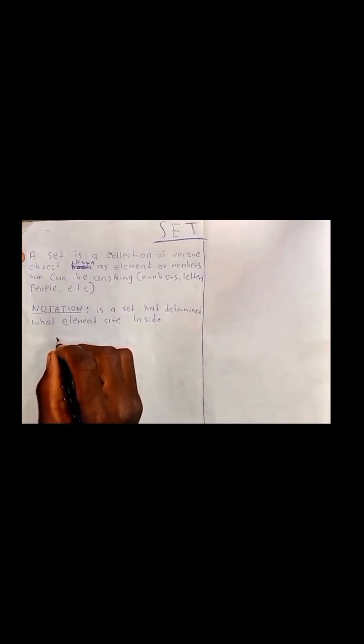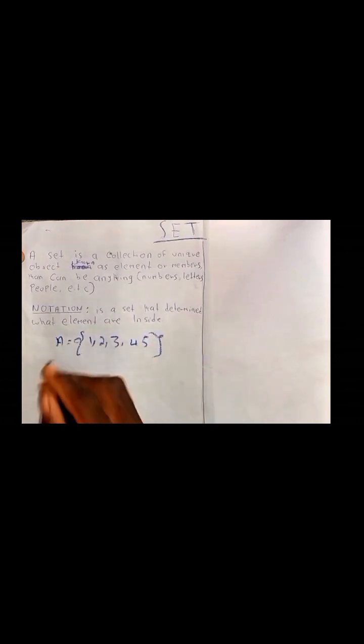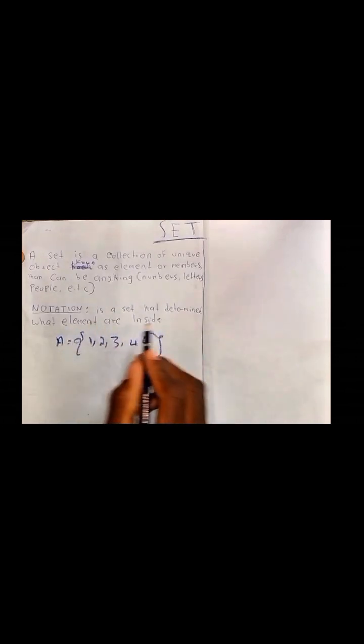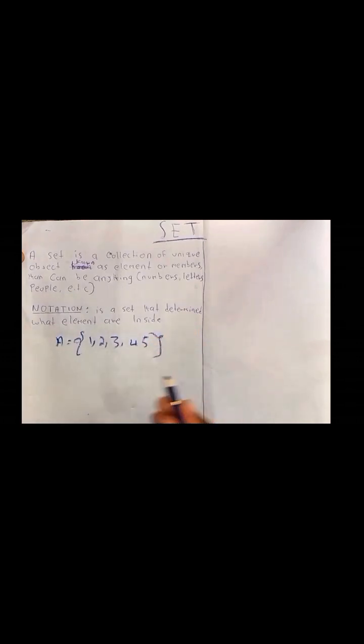Let's take numbers for instance. For example, we have A equals curly brackets. This is a set. All the members inside the set are called members. For instance, let's say 1, 2, 3, 4 and 5. So these are the members of set A. But notation is a set that determines what elements are inside.